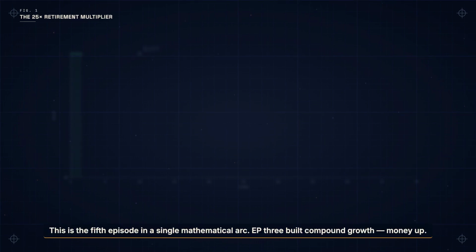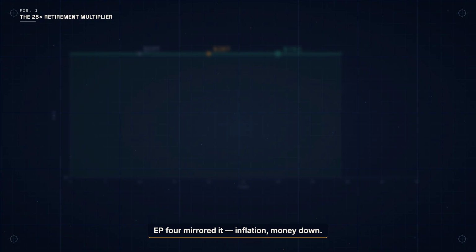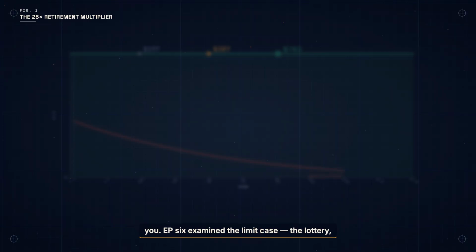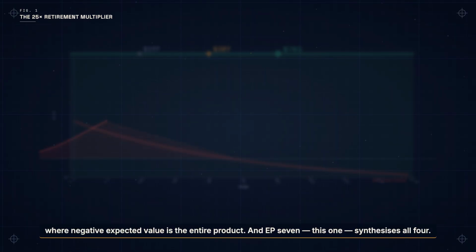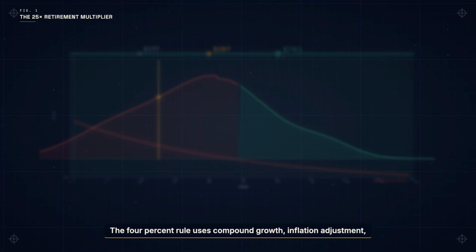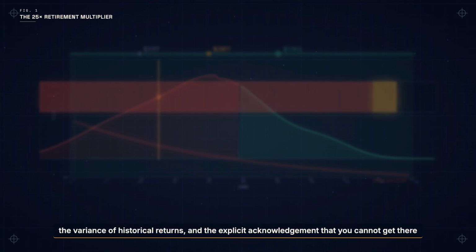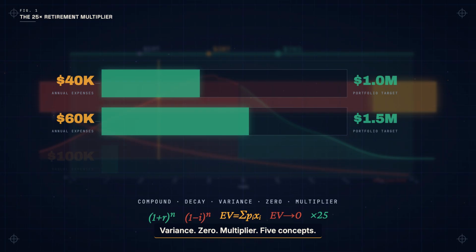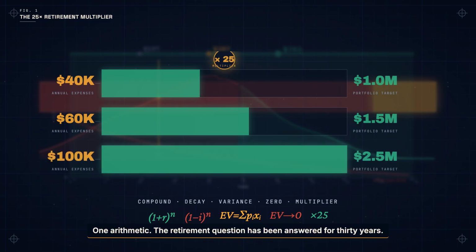This is the 5th episode in a single mathematical arc. EP3 built compound growth, money up. EP4 mirrored it, inflation, money down. EP5 looked at variance, the shape of distributions when math compounds against you. EP6 examined the limit case, the lottery, where negative expected value is the entire product. And EP7, this one, synthesizes all 4. The 4% rule uses compound growth, inflation adjustment, the variance of historical returns, and the explicit acknowledgement that you cannot get there by chance, only by saving. Compound, decay, variance, zero, multiplier, 5 concepts, 1 arithmetic.